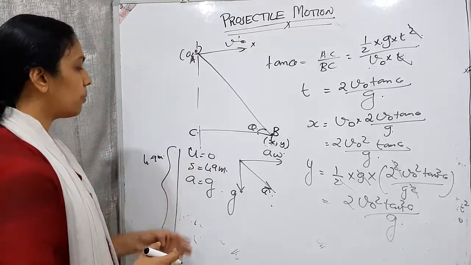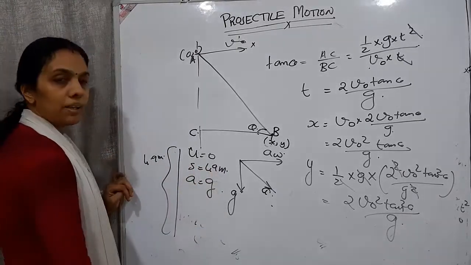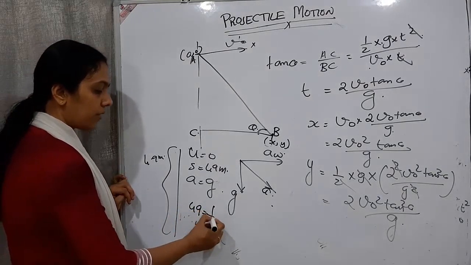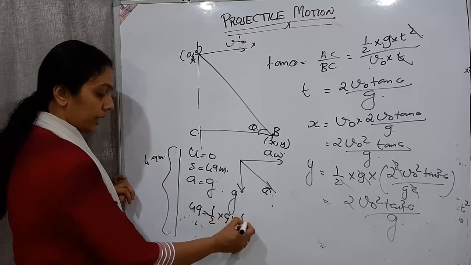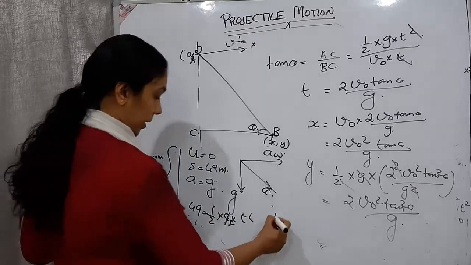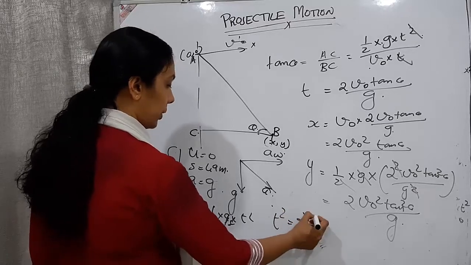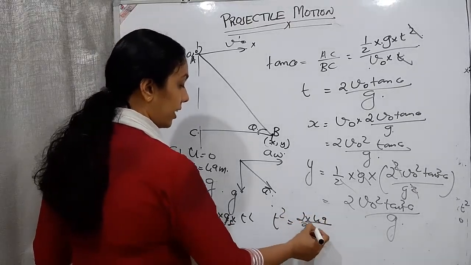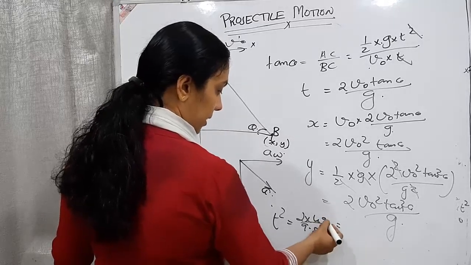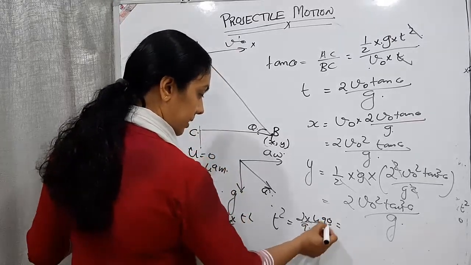How much time will it be taking? The formula S is equal to UT plus half AT square can be applied. 49 equals half into g t square. g we can take as 9.8. Therefore, t square equals 2 into 49 divided by 9.8.